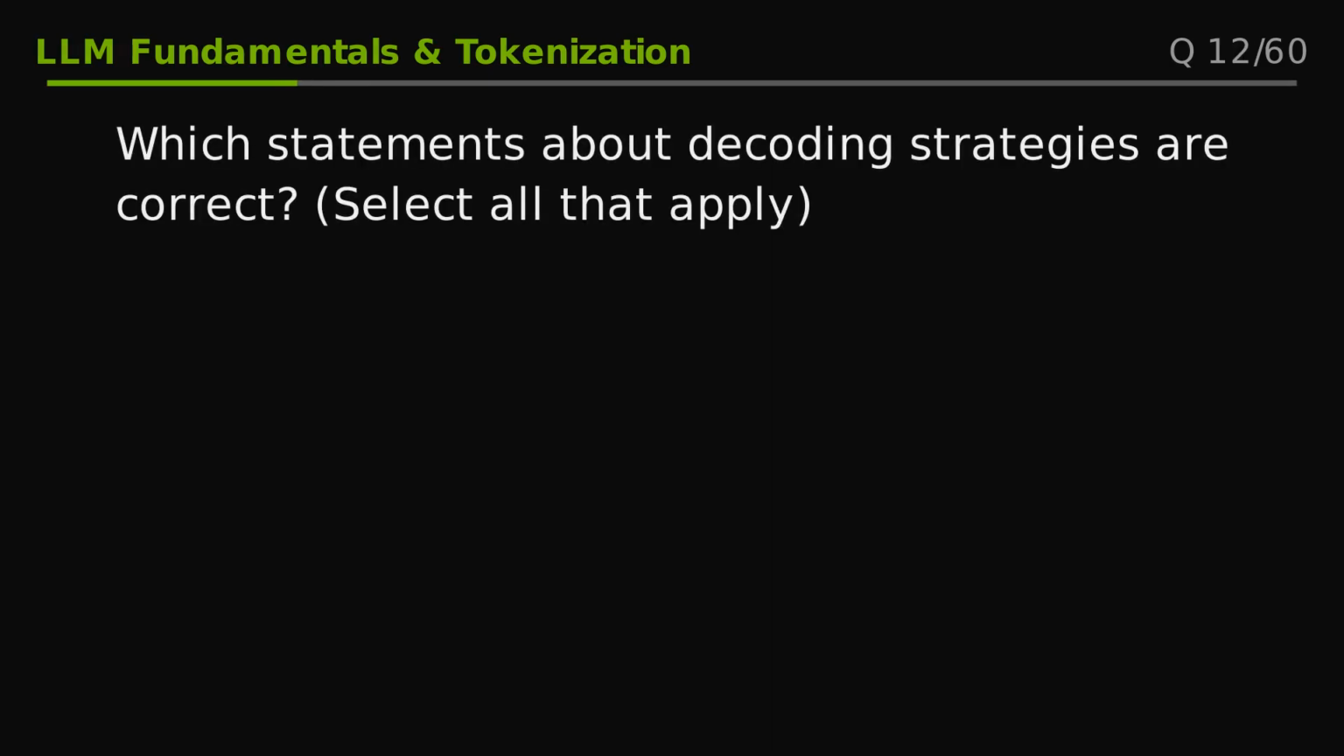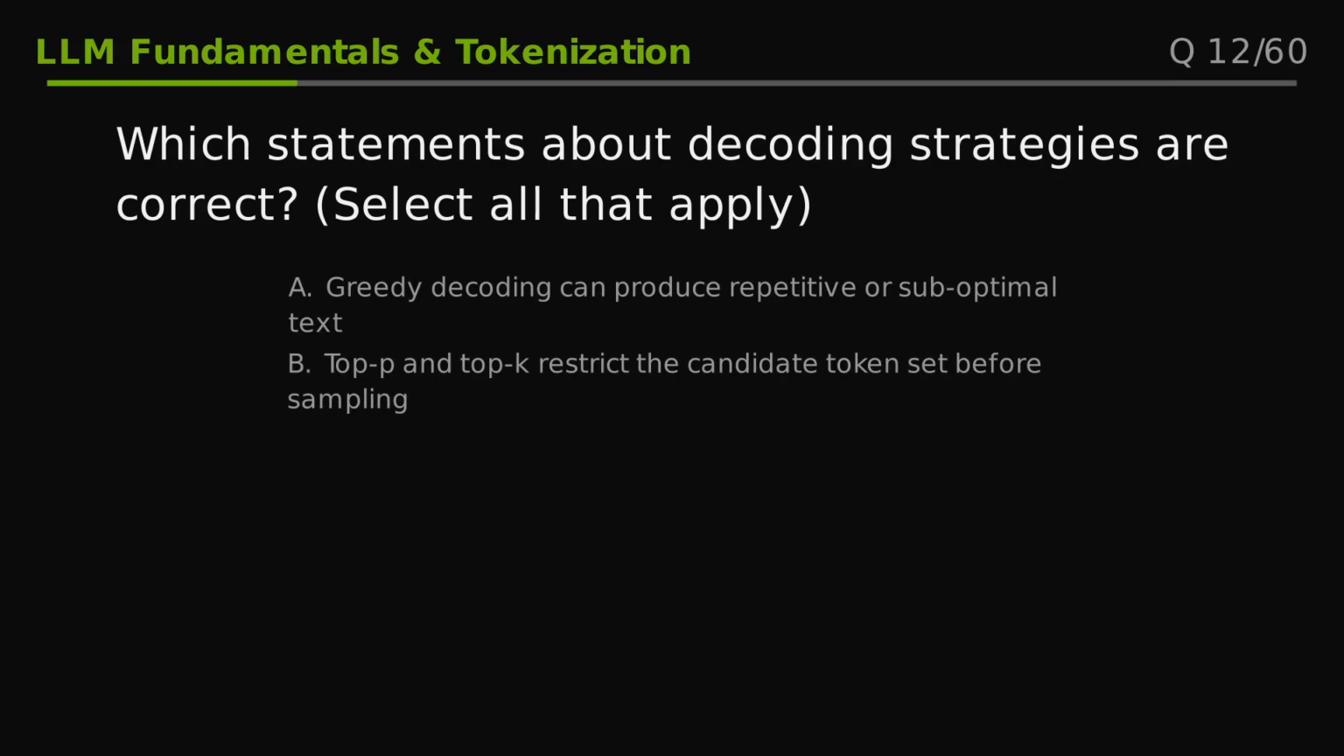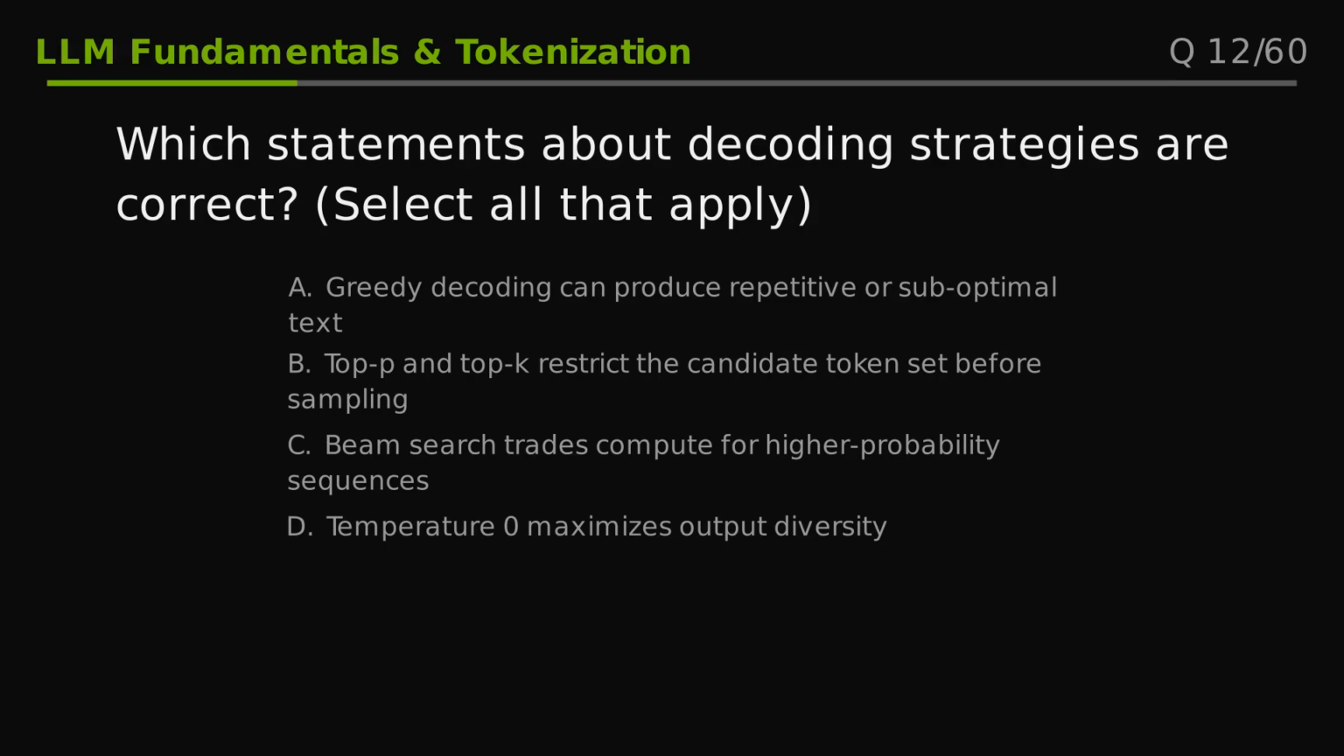Question 12. Which statements about decoding strategies are correct? Select all that apply. Option A. Greedy decoding can produce repetitive or suboptimal text. Option B. Top-p and top-k restrict the candidate token set before sampling. Option C. Beam search trades compute for higher probability sequences. Option D. Temperature zero maximizes output diversity.